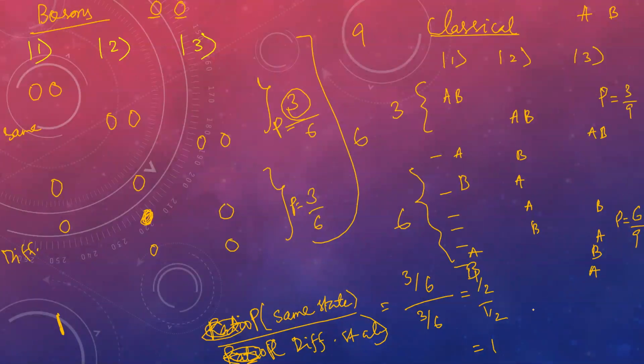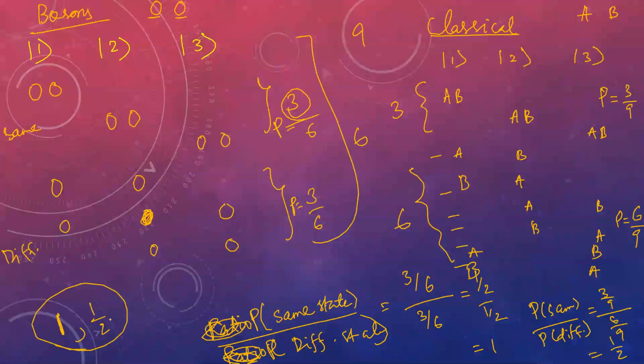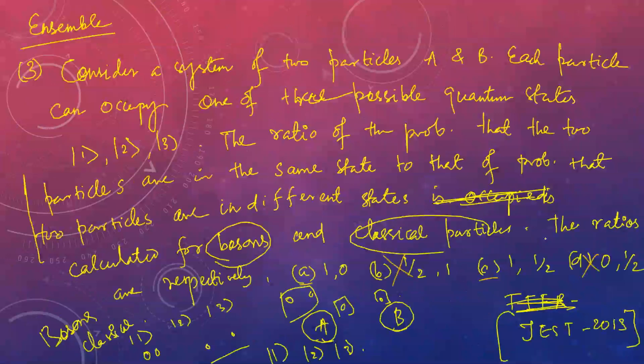So what is the ratio? P same by P different. Got it? So that is 3 by 9 by 6 by 9. That is 1 by 2. So the answer is 1 by 2. So the total answer is what? The final answer is 1 by 2.